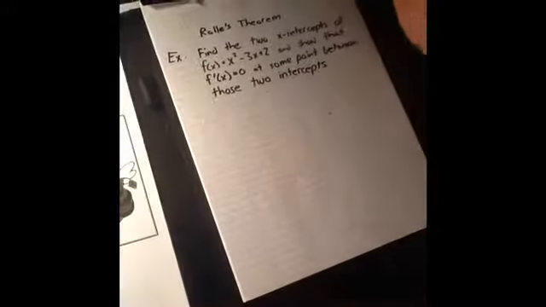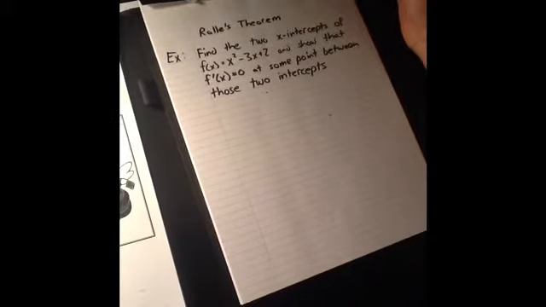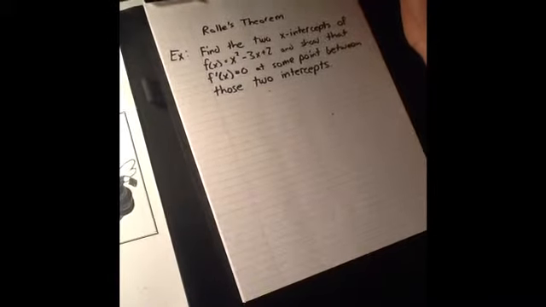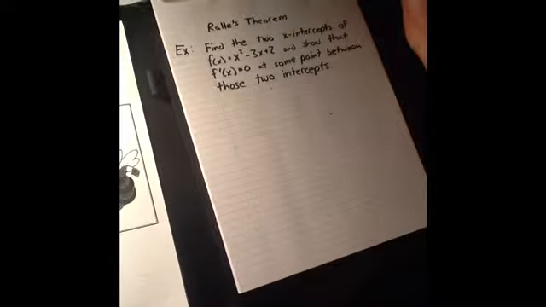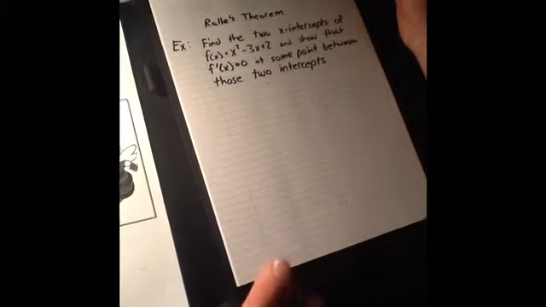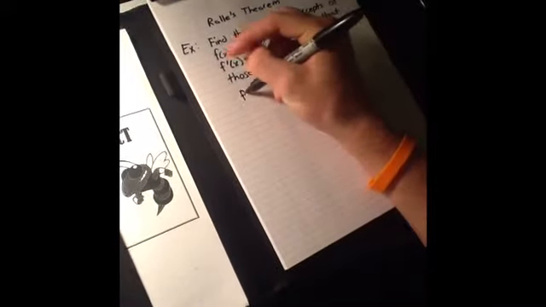Okay, so now we're going to do some examples that illustrate Rolle's theorem. For this example, it states: find the two x-intercepts of the function f of x equals x squared minus 3x plus 2, and show that f prime of x equals 0 at some point between those two x-intercepts. So the first thing we're going to do is just write out f of x.